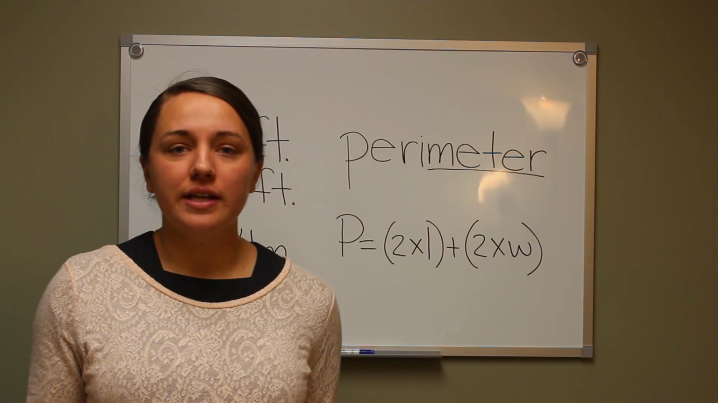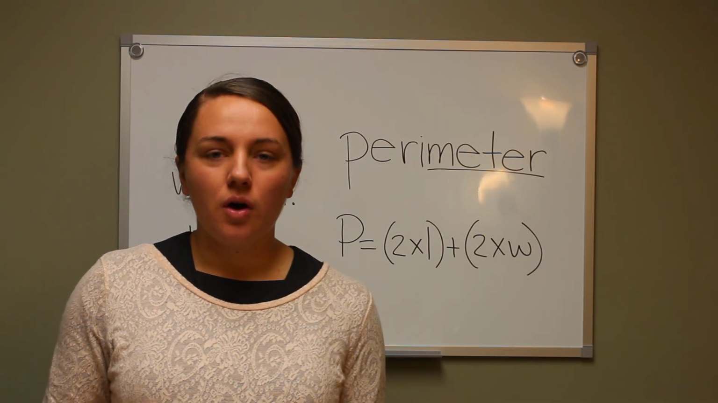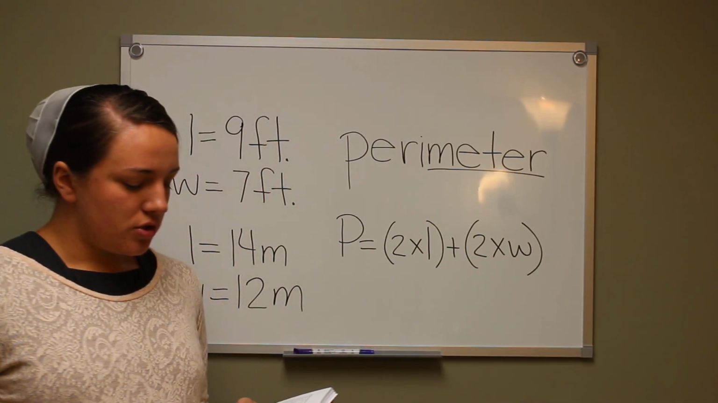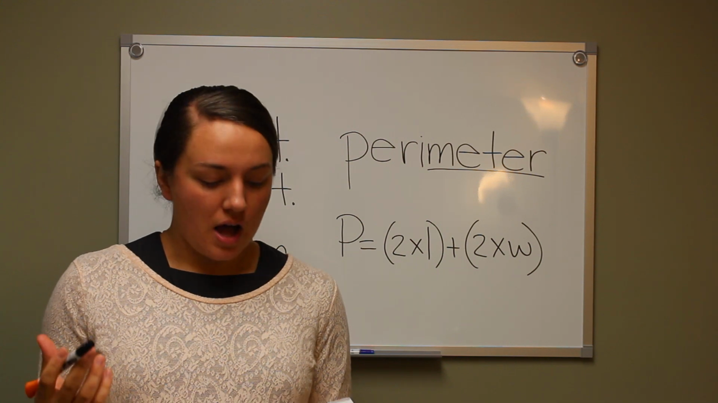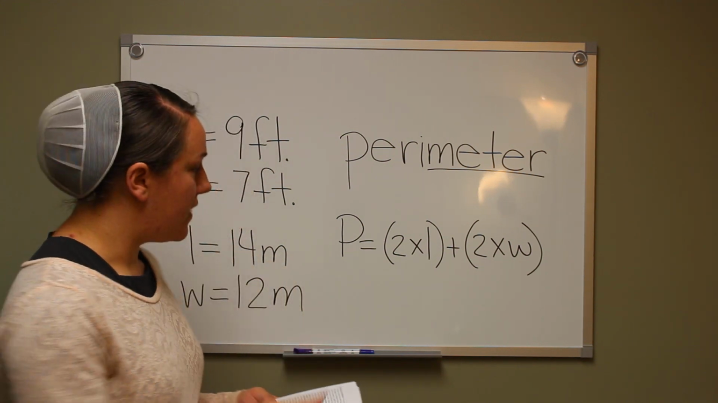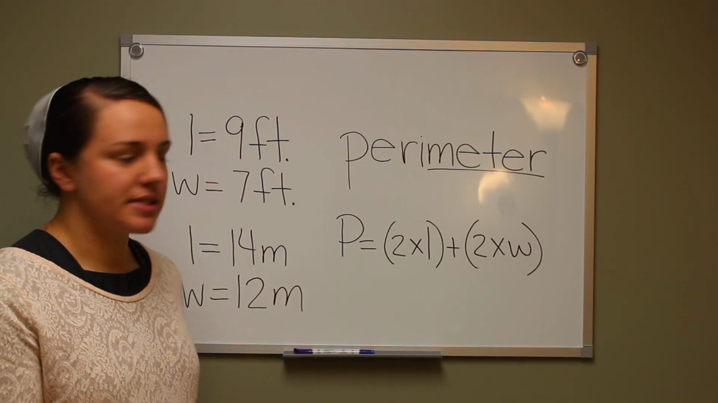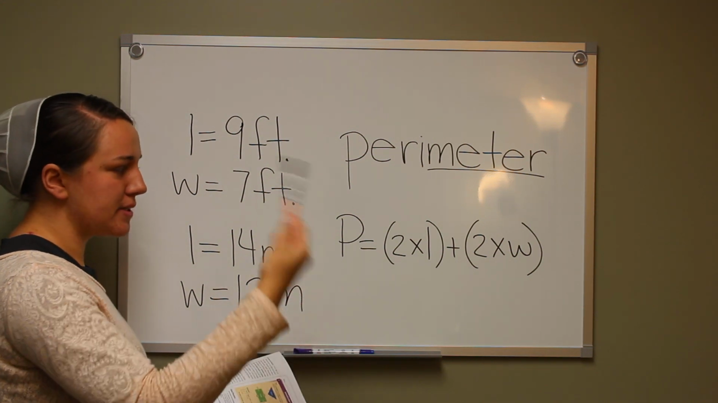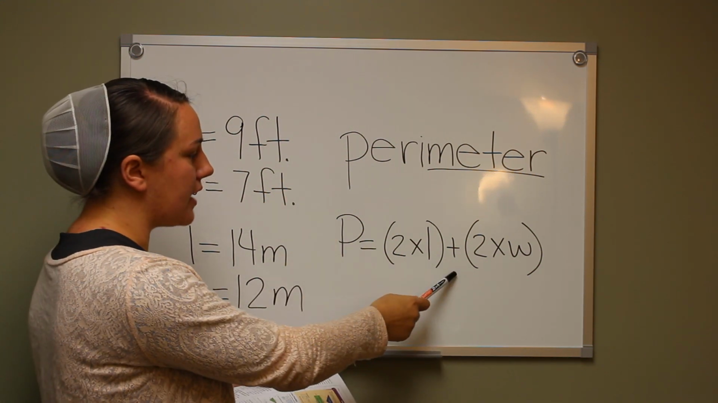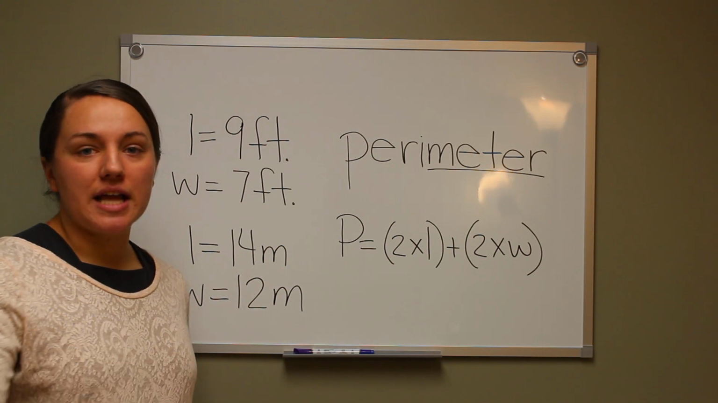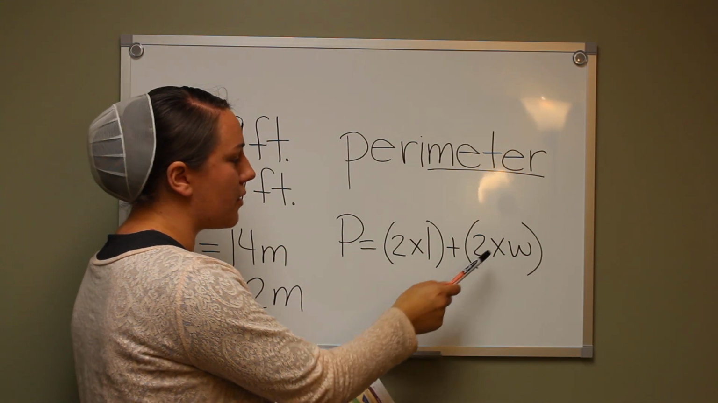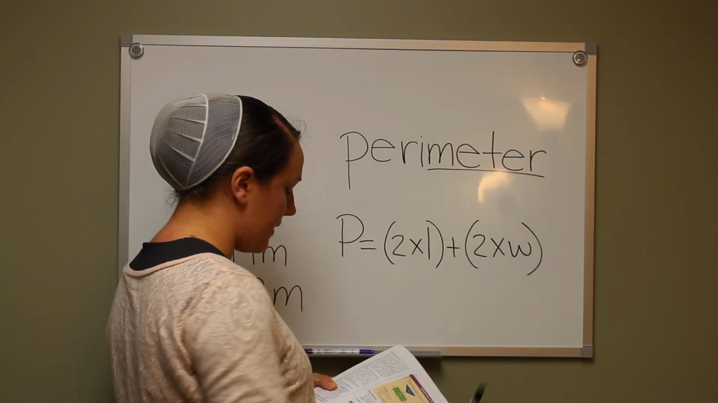So because we can do that, we can use a formula, this formula right here, to help us measure the perimeter of a rectangle. Whenever we have a rectangle, this formula will help us to measure it. Our formula is P, which means perimeter, equals 2 times L, which stands for length, plus 2 times W, which stands for width. P equals, in parentheses, 2 times L plus, in parentheses, 2 times W.